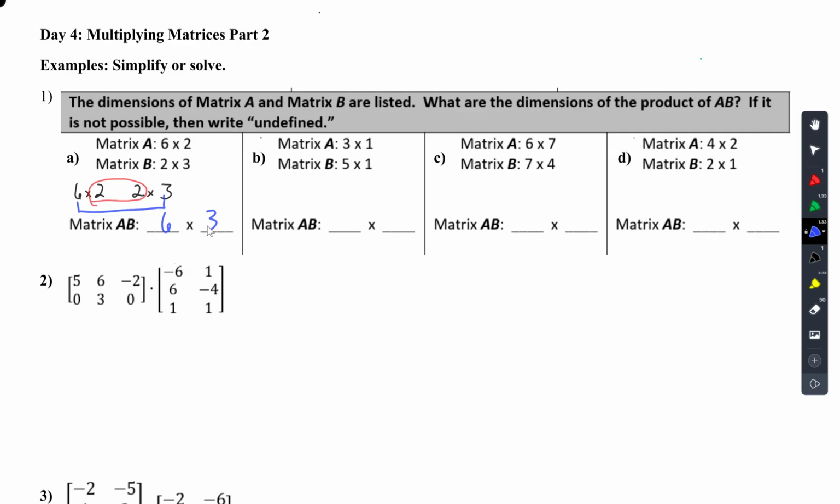Then part B, we'll just do these two. You're gonna write them next to each other, it's just easier. So you have 5 by 1, and then you can be like, oh, they don't match, so this is undefined, and you don't have to do it. Okay, so just put them next to each other, then it's easier to tell when they're the same.